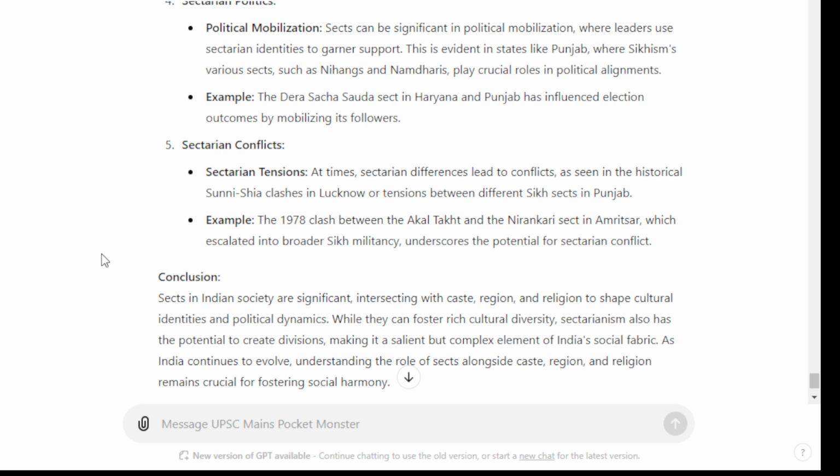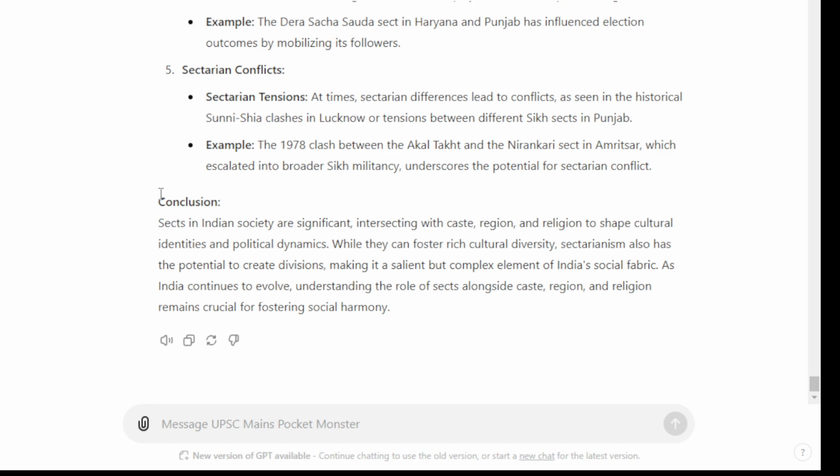Conclusion: sects in Indian society are significant, intersecting with caste, region, and religion to shape cultural identities and political dynamics. While they can foster rich cultural diversity, sectarianism also has the potential to create divisions, making it a salient but complex element of India's social fabric. As India continues to evolve, understanding the role of sects alongside caste, region, and religion remains crucial for fostering social harmony.